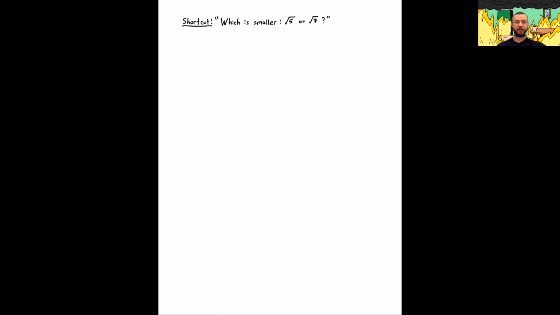Now you don't need a calculator for this. Square root values get bigger as the inside gets bigger. Inversely, a square root gets smaller as the inside gets smaller. So which of these is the smaller number? Square root of 5, since the inside 5 is less than the other inside 7.